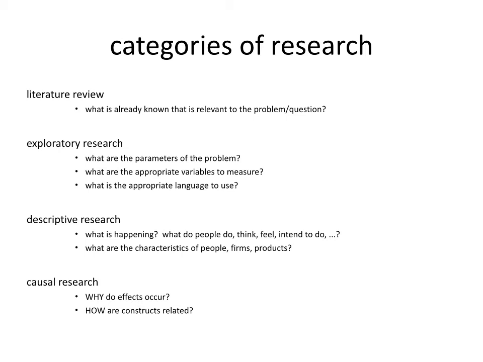And the third category is causal research. Causal research addresses the question of why and how. So it presumes that there is a what. You know what might be happening. And now the question is, why is it happening?